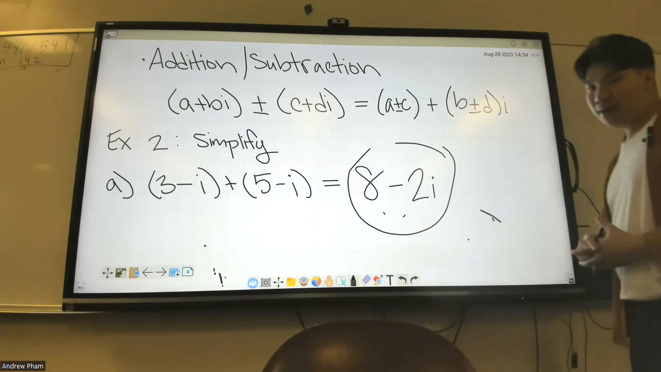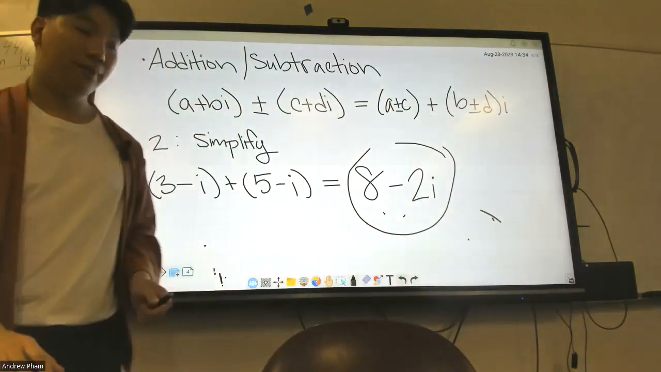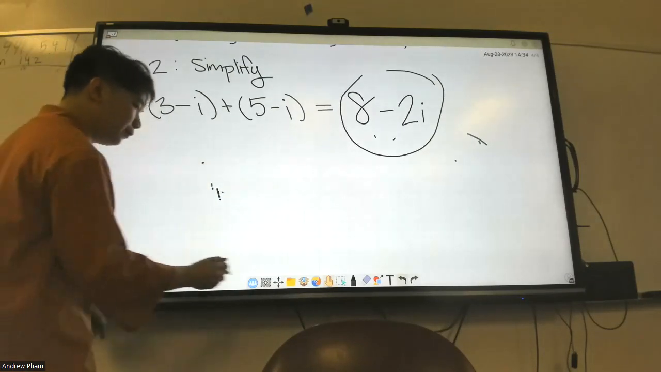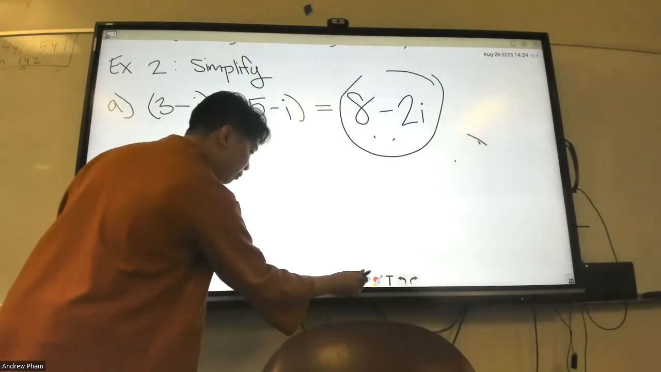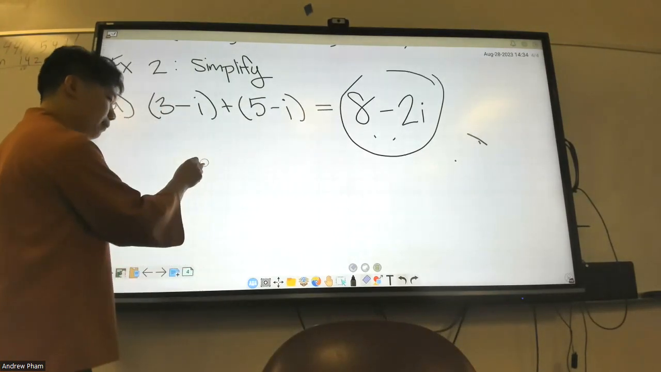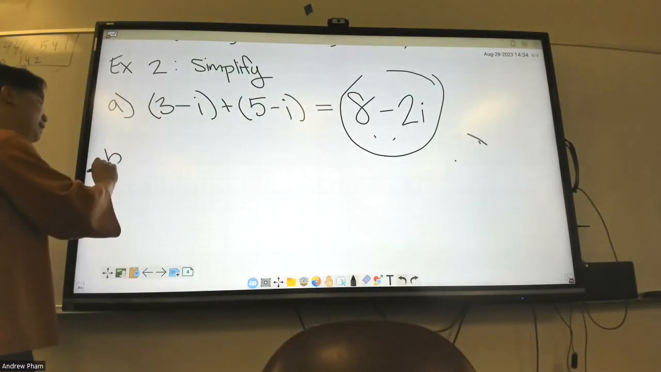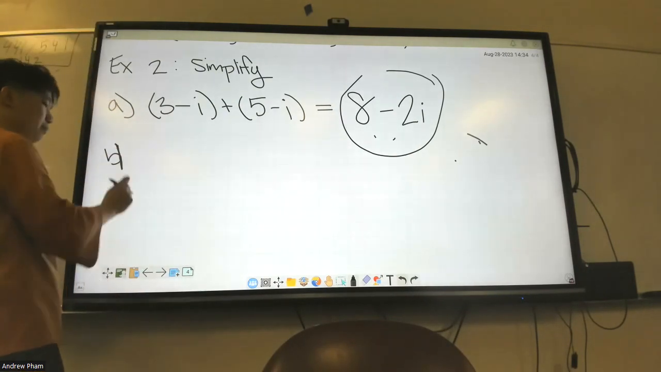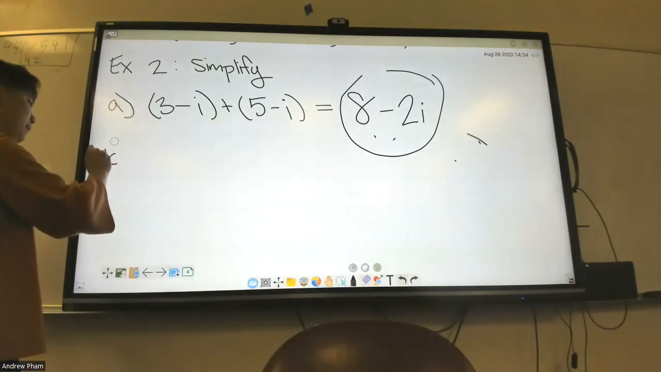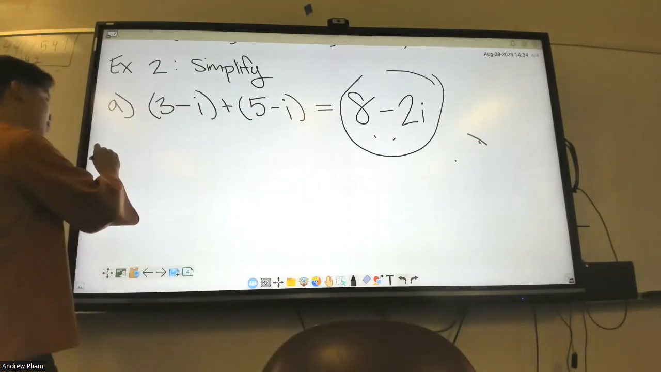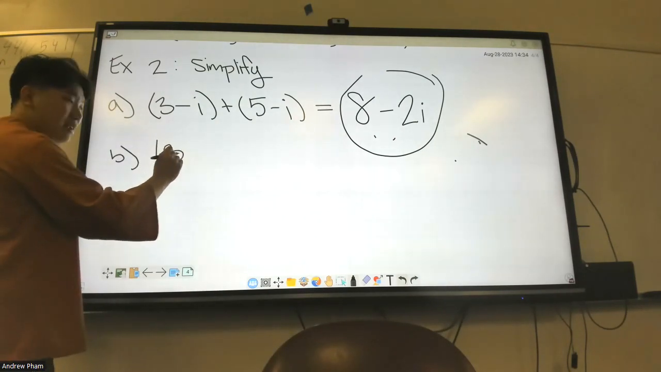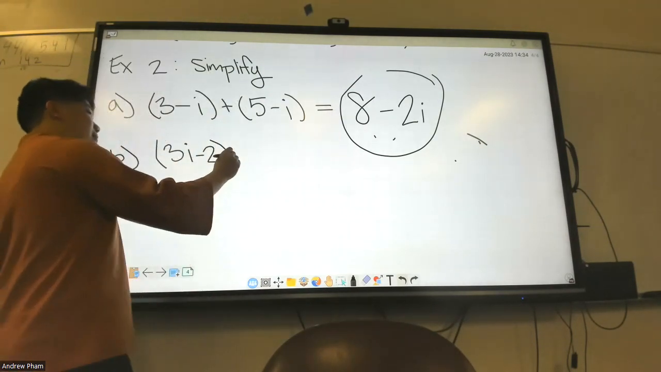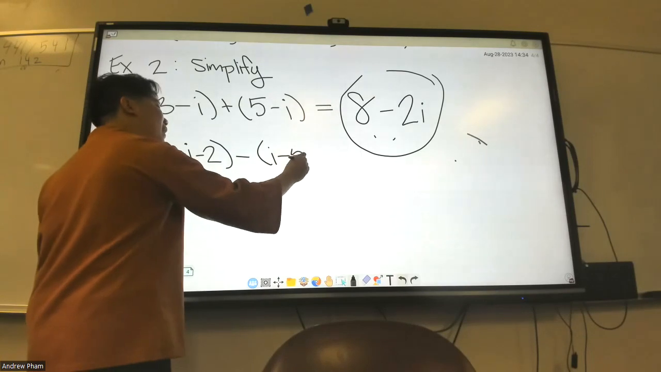Let's do a part B. This time, let's add some subtraction in there. And move this up here. See if I can erase this. So part B, let's go ahead and do 3i minus 2 minus i minus 5.